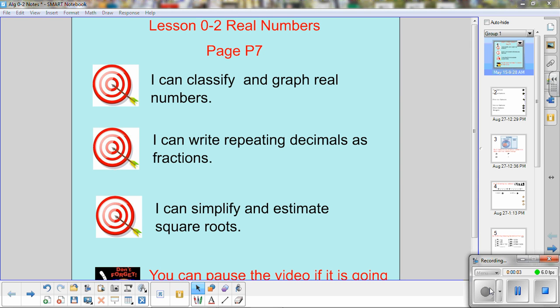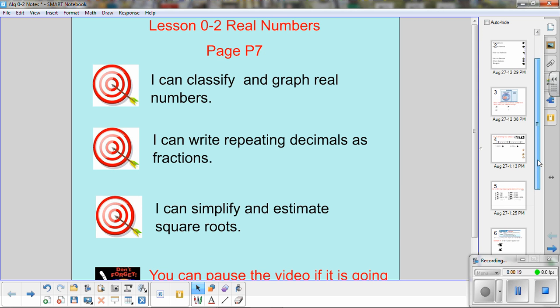In Lesson 02, you will learn many things. One of the things you will do is classify and graph real numbers. You will also write repeating decimals as fractions, and you will simplify and estimate square roots. Don't forget, you can pause this video at any time if it's going too fast for you.